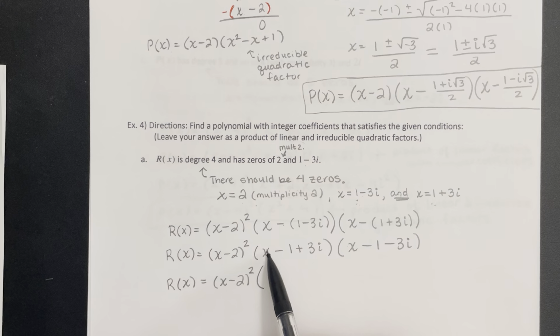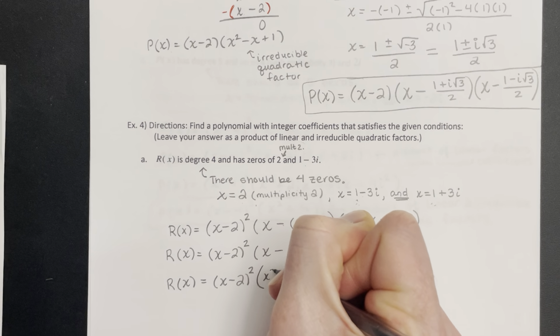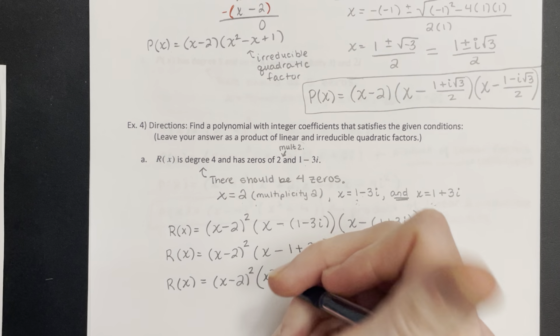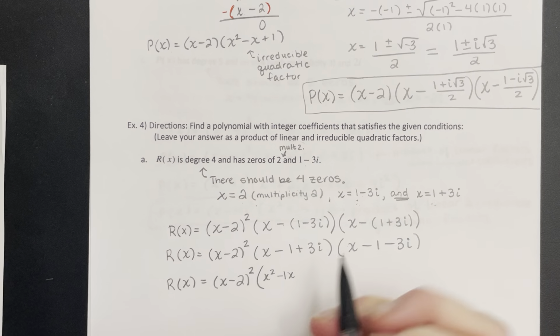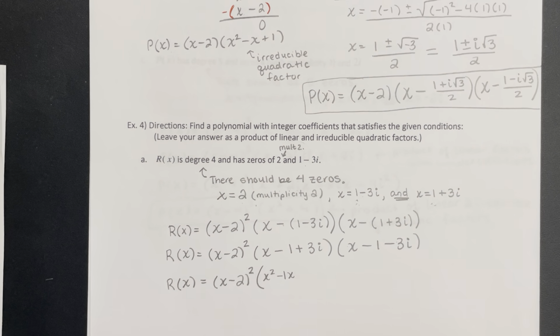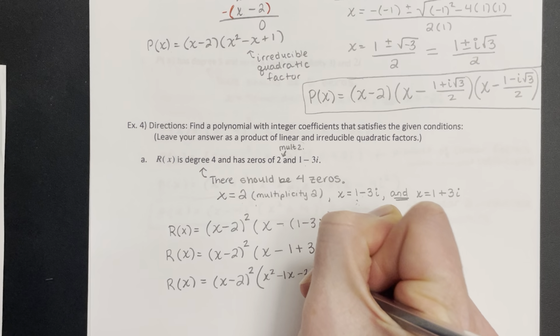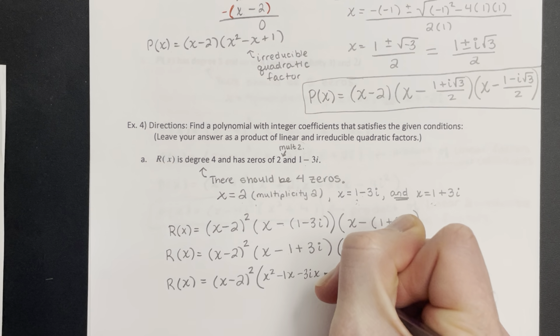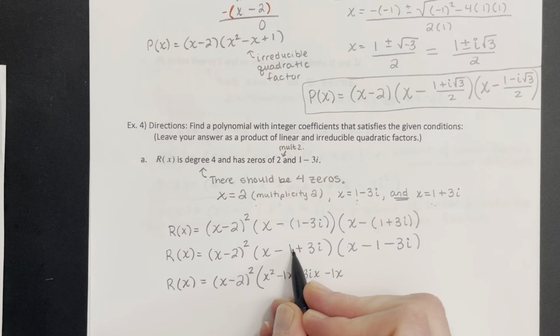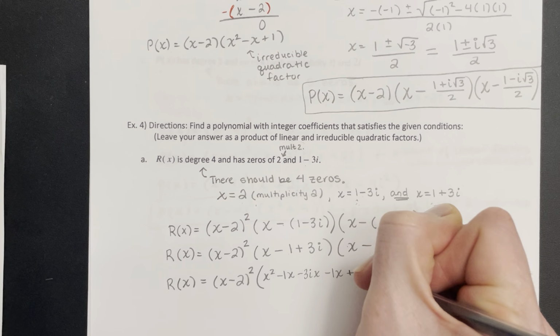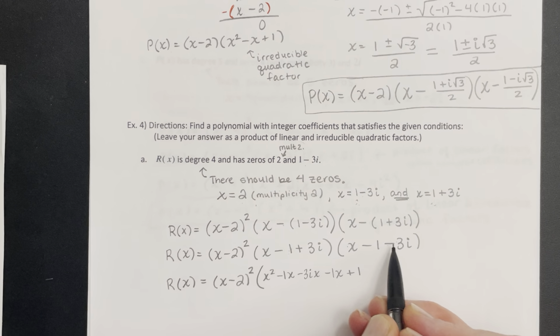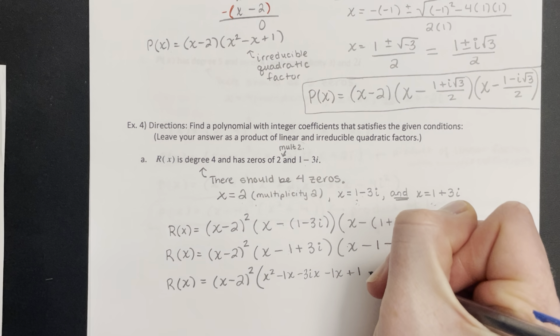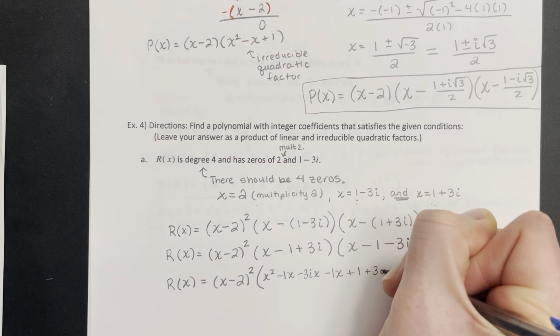So x times x is x squared. X times negative 1 would be negative 1x. X times negative 3i is negative 3ix. And that's just distributing the x part. Then we distribute our negative 1. So we do negative 1 times x would be negative 1x. Negative 1 times negative 1 is positive 1. Negative 1 times negative 3i would be a positive 3i.